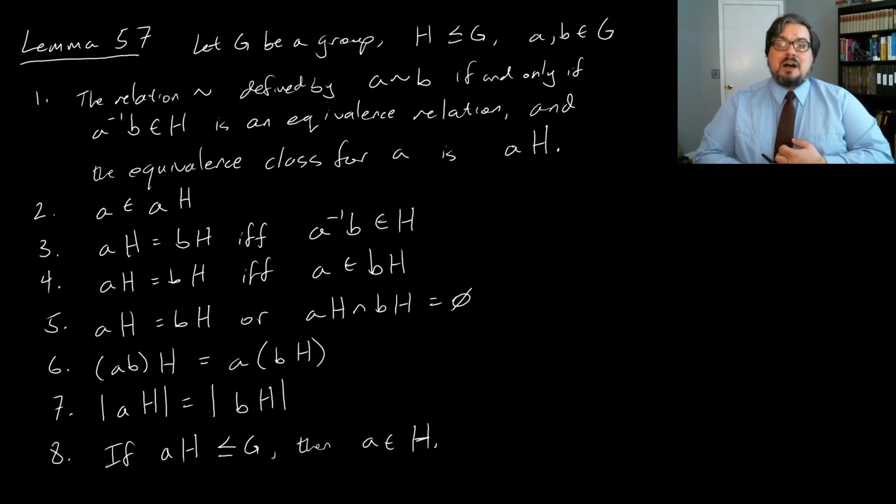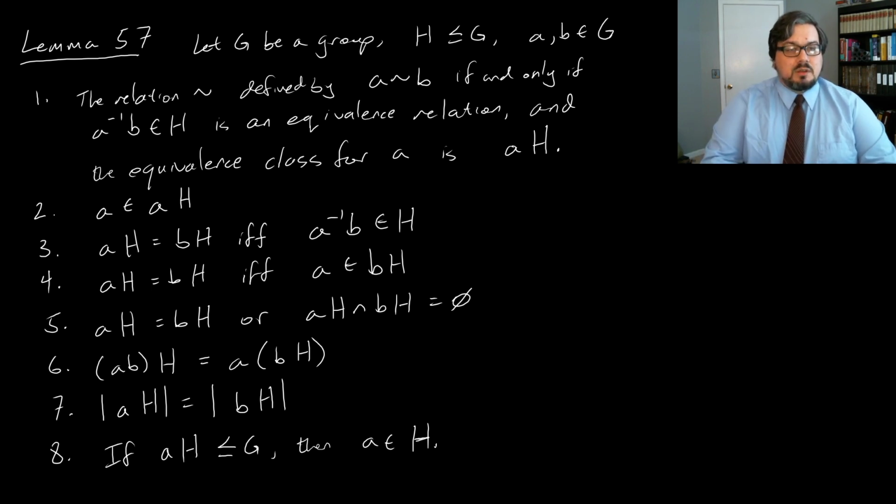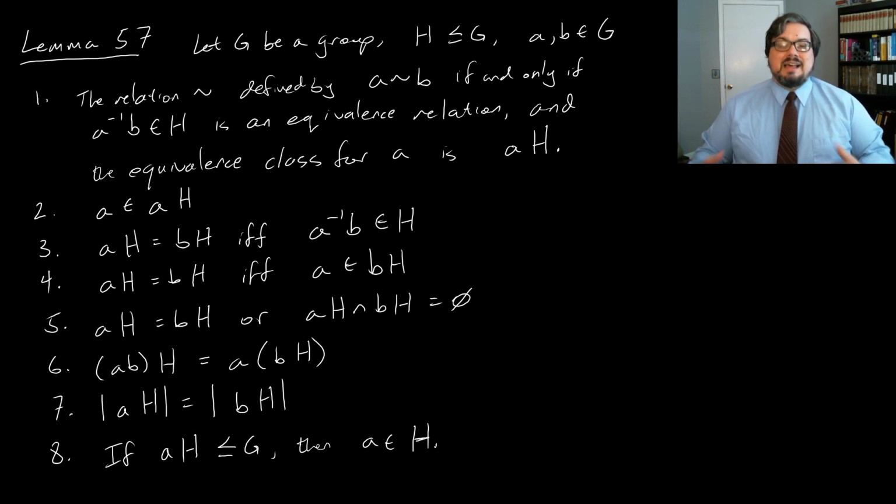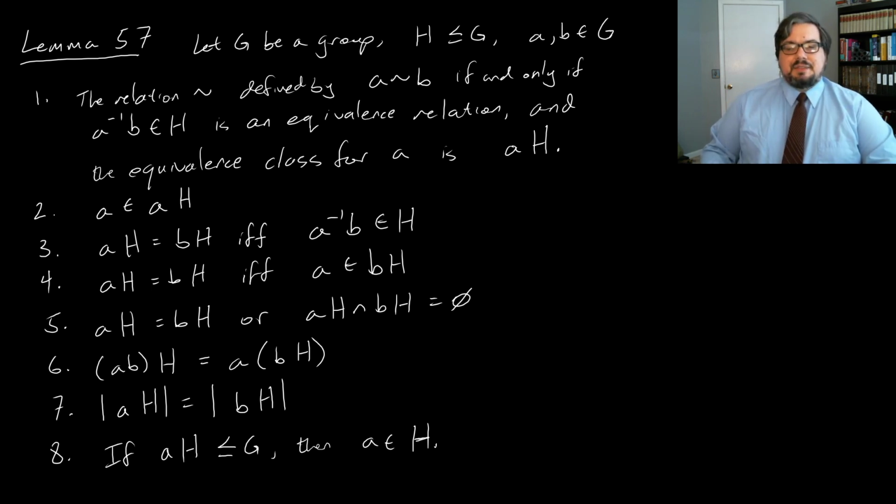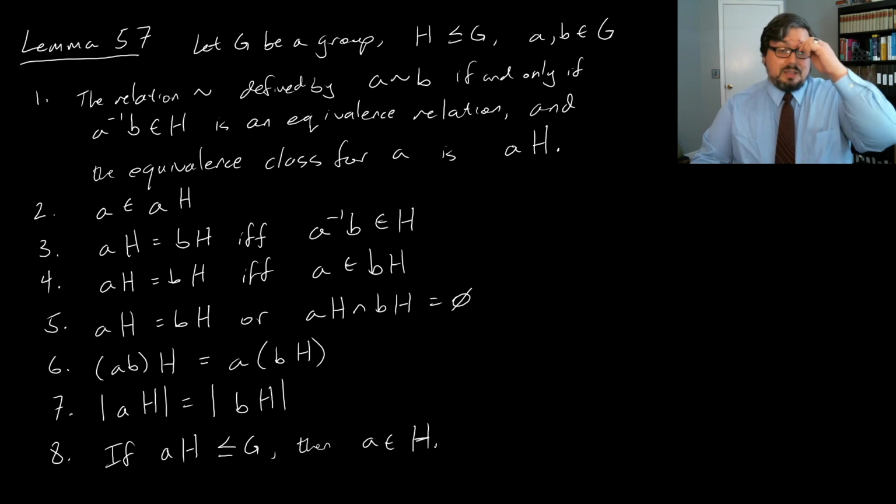All right, let's talk about a few of these. Before we launch into the proof, let's look at some of these. Some of these will follow immediately from part 1, and so I'm just going to talk about those briefly here. So part 1 says that we've got this equivalence relation tilde, where A is related to B if and only if A inverse B belongs to H. So that's an equivalence relation, and the equivalence class for A is AH. Let's assume that we've proven part 1 already.